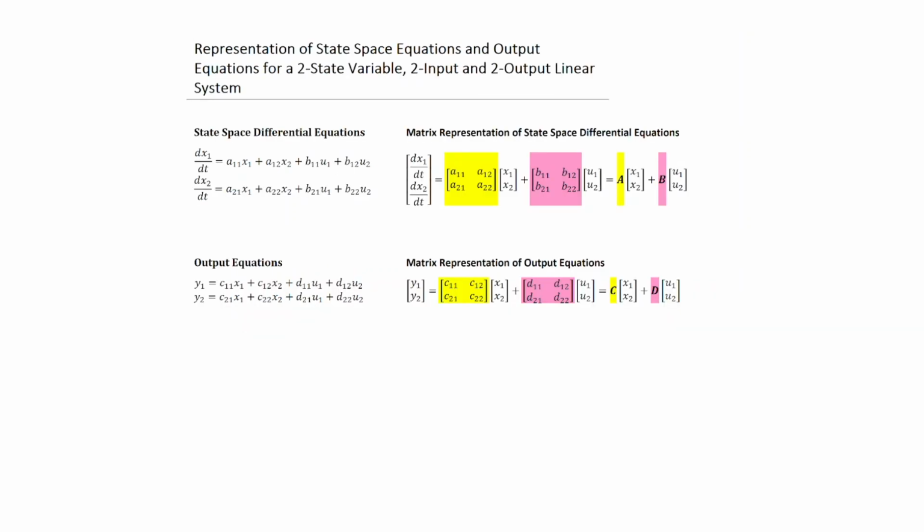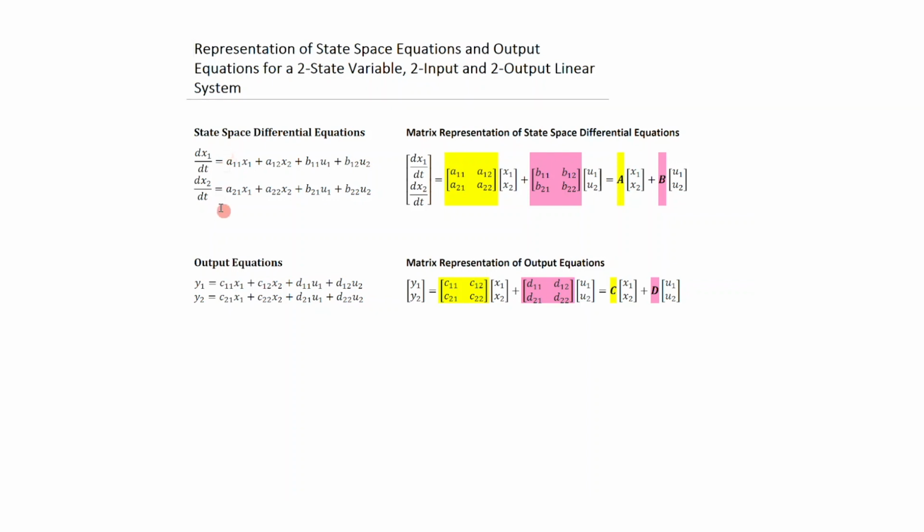Okay, so let's look at an example of state space equations and output equations for a 2 state variable, 2 input, and 2 output linear system. Linear means it would be linear in the input variables and linear in the state variables. That's what linear means. On the left here are your state space equations. You notice in this case, I have all input variables and all state variables included on the right-hand side. So this is basically 2 state space equations.